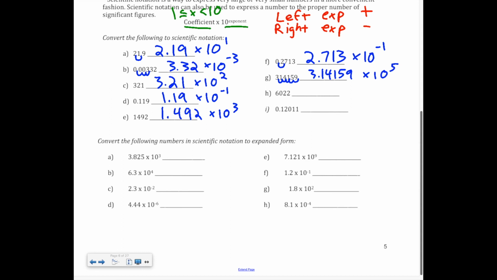You must include all the significant digits, all the digits that are still there. Your answer should include the same number of sig figs as the one before it. For example, for A, there were 3 sig figs here and 3 sig figs here. For part B, there were 3 sig figs in my original answer, so I need to have 3 sig figs in my scientific notation. And then for H, 6.022 times 10 to the third, and this is 1.2011 times 10 to the minus 1. All right.